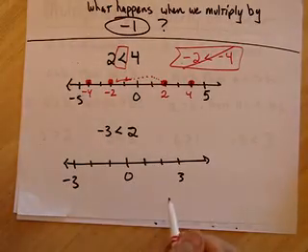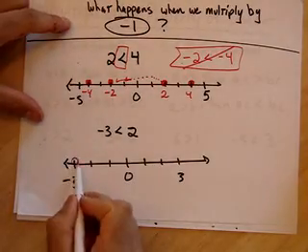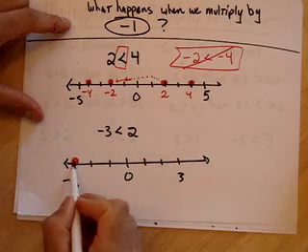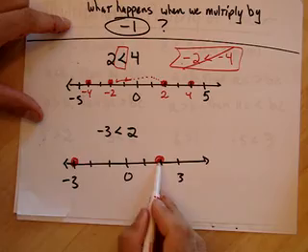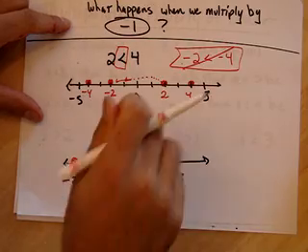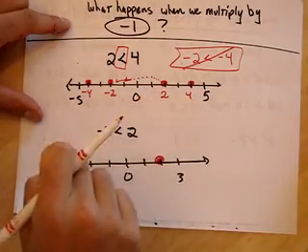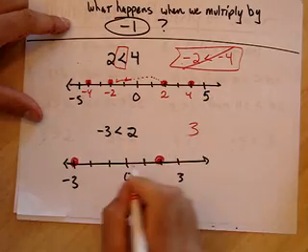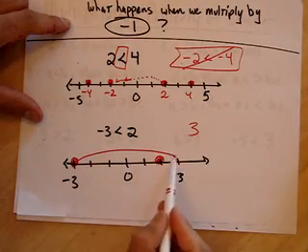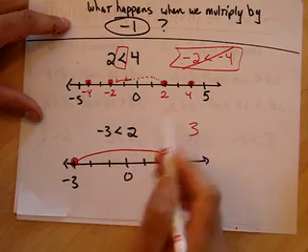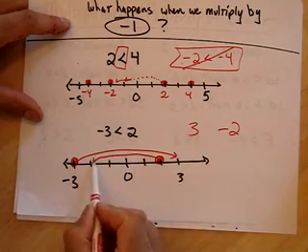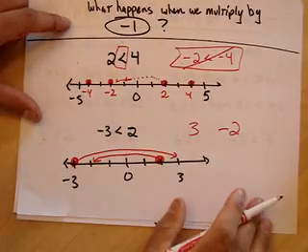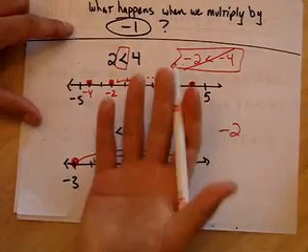Notice what happens here. Obviously, negative 3 is to the left of 2. Negative 3 is less than 2. When I take the opposite of negative 3, I get 3. This guy goes here. When I take the opposite of 2, I get negative 2. This guy goes here. They both switch sides. Whoa! So the whole thing flips.